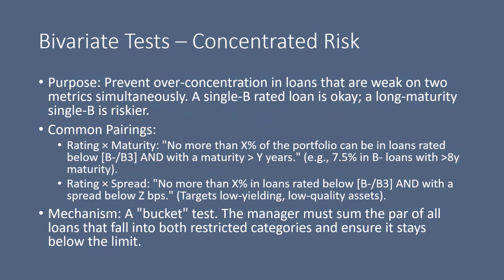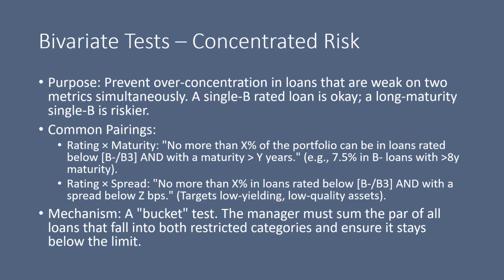Okay, so let's move on to a more nuanced protection, the bivariate test, right? These are, I like to call them, more like a double jeopardy or an overlap test. The logic is simple, but it's very powerful, right? It's acceptable to have some low rated loans, right? I mean, it's obviously going to help the spread, and it's acceptable to have some long dated or even low spread loans, right? But it's unacceptable to have too many loans that are both low rated and long dated, or both low rated and low spread, right?